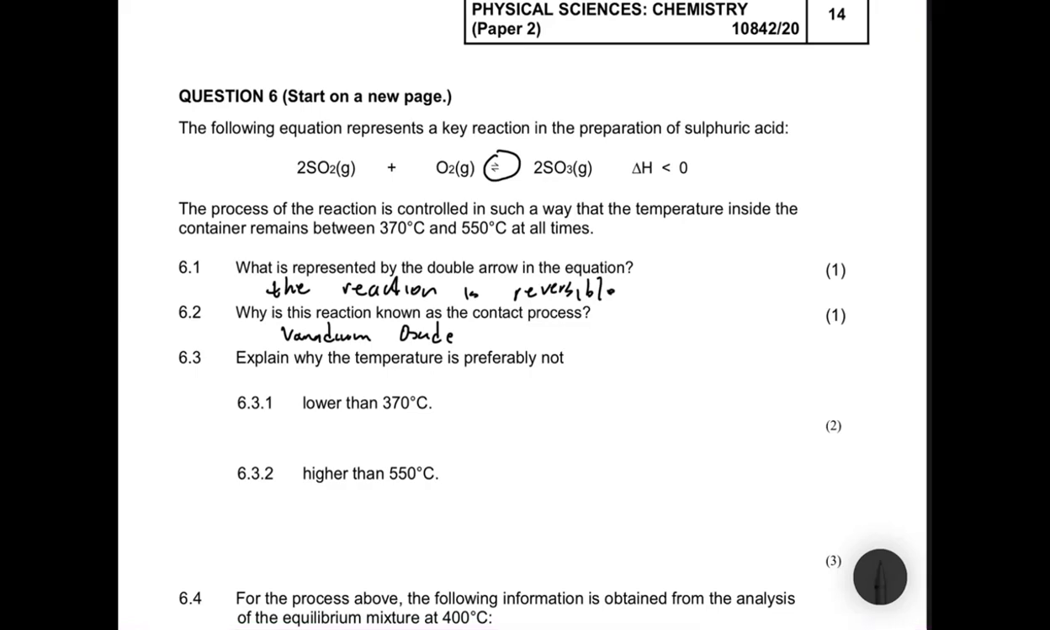And then 6.3 says explain why the temperature is preferably not, and then 6.3.1, lower than 370 degrees. So they're telling us that for this reaction we need the temperature to be at least greater than 370 degrees. We need the temperature to be greater than 370 degrees because if the temperature is too low, then the yield from the reaction will not be enough, right? Because you know that to increase the reaction rate, we need to increase the temperature, so that our yield can go up, right? So if the temperature is too low, the yield won't be enough.